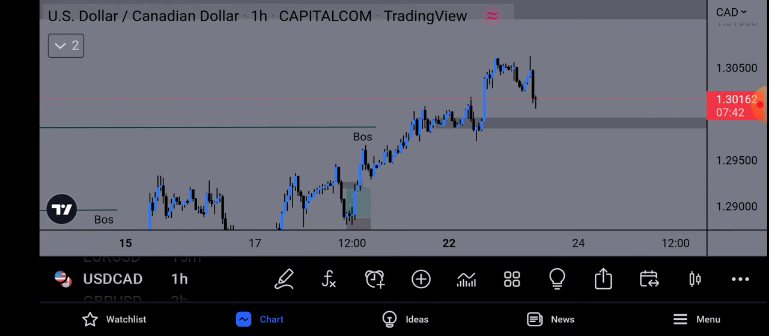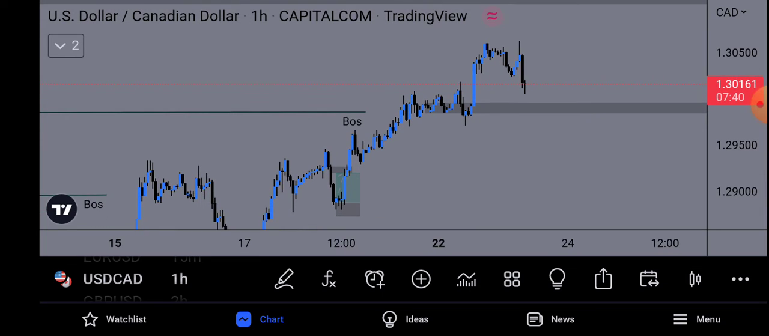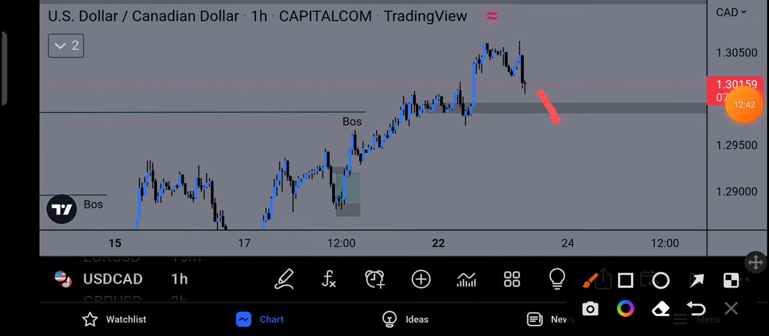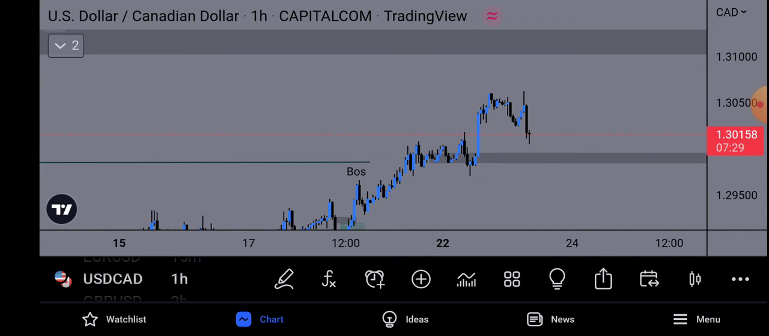So basically now, what am I actually looking out for on USD CAD? Expecting price to literally come lower into this place, then kick off to the upside. And where is our target? This is our target, 1.3100. And how many pips is that?